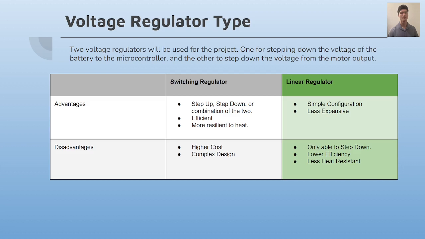While efficiency is a drawback, the heat resistance can be solved by adding a heatsink onto the regulator. With the project only requiring the regulator to step down voltage and the reduced cost and complexity, the linear regulator was chosen.